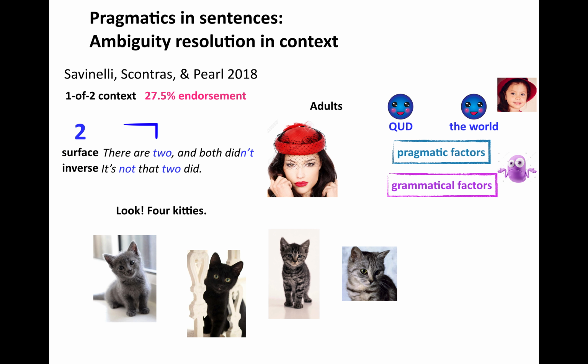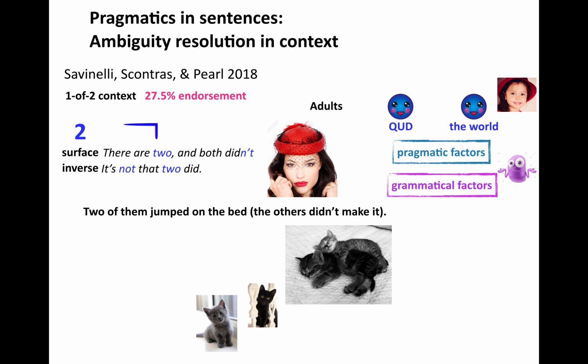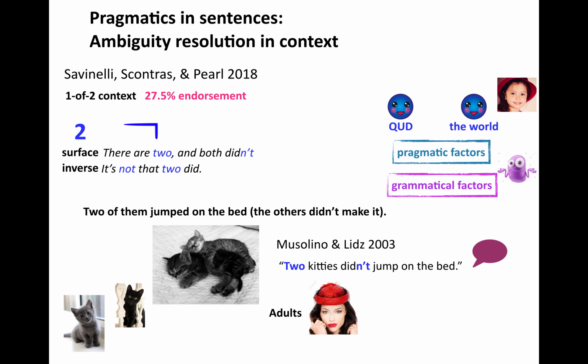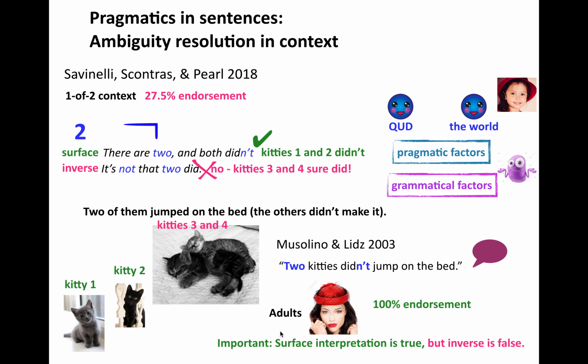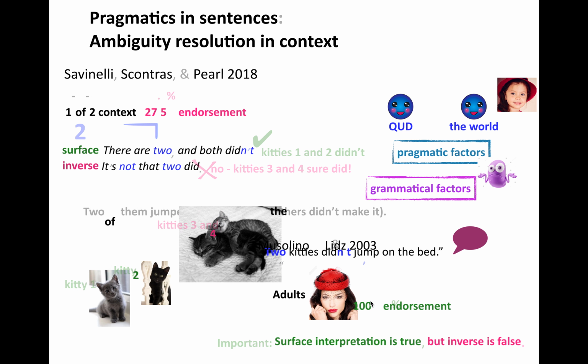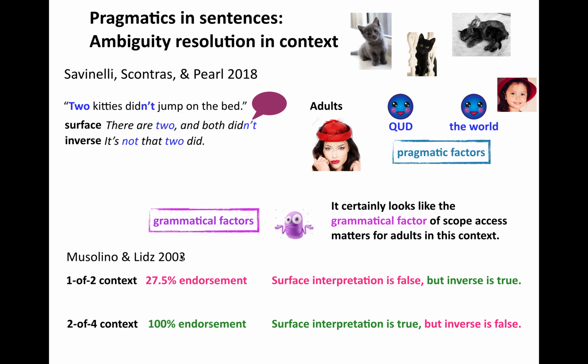Now, here's another scenario. We have four kitties, ooh, great. And two of them jumped on the bed, and the other two didn't make it. Oh, sad. Okay. So now, how do you feel about it? Two kitties didn't jump on the bed. And adults love this, right? And in fact, we see the opposite pattern of interpretation. The surface interpretation is true. There are two and both didn't. In that case, kitty 1 and kitty 2 didn't, right? And the inverse is false. It's not the case that two kitties did. That's false because kitties 3 and 4 sure did, right? So opposite pattern, and now adults love it, okay? And that's a two out of four context.